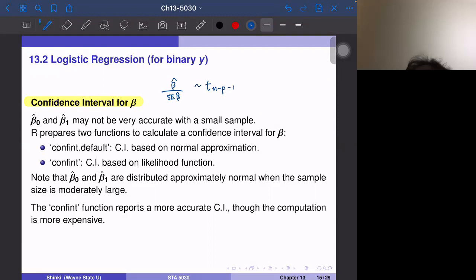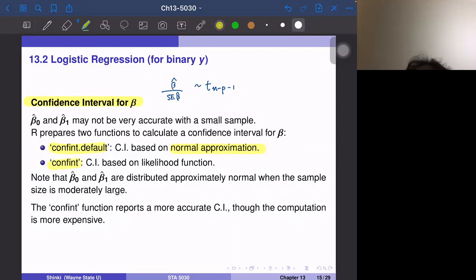This is convenient, but in logistic regression we don't have any such theory for beta hat. So one method is to rely on normal approximation. Under the null hypothesis that beta is equal to 0, we assume that beta hat follows the normal distribution with mean 0. That is approximately true if the sample size is large. The confint.default function uses this method.